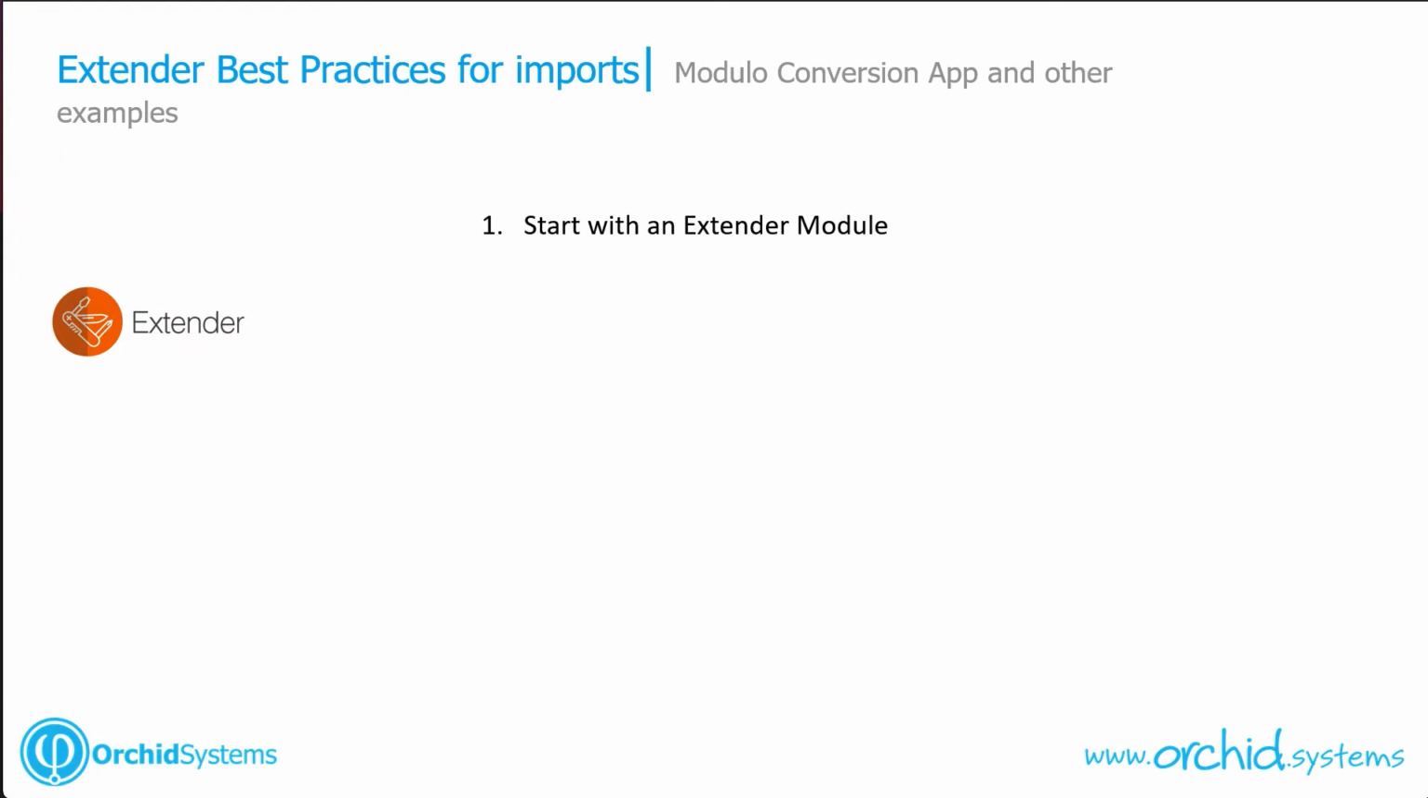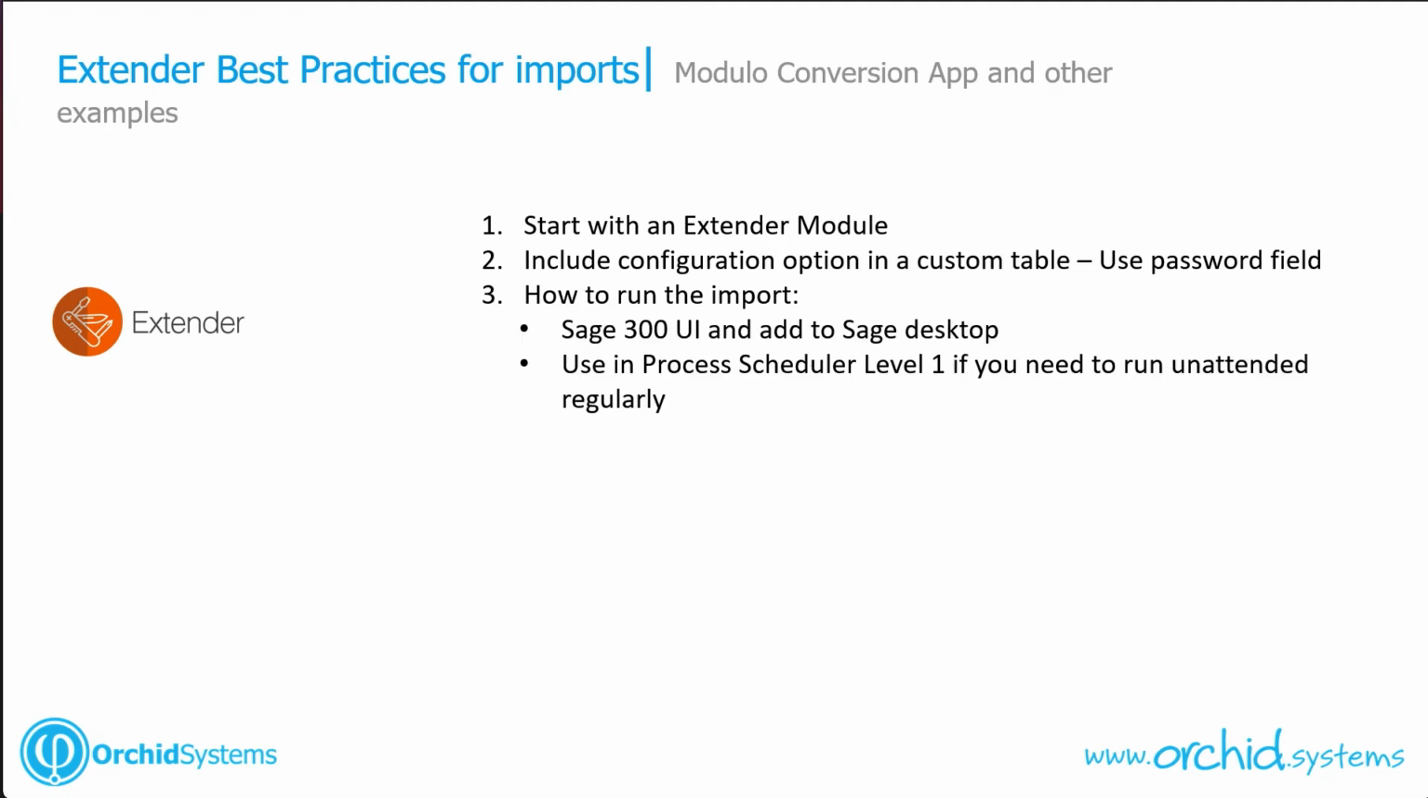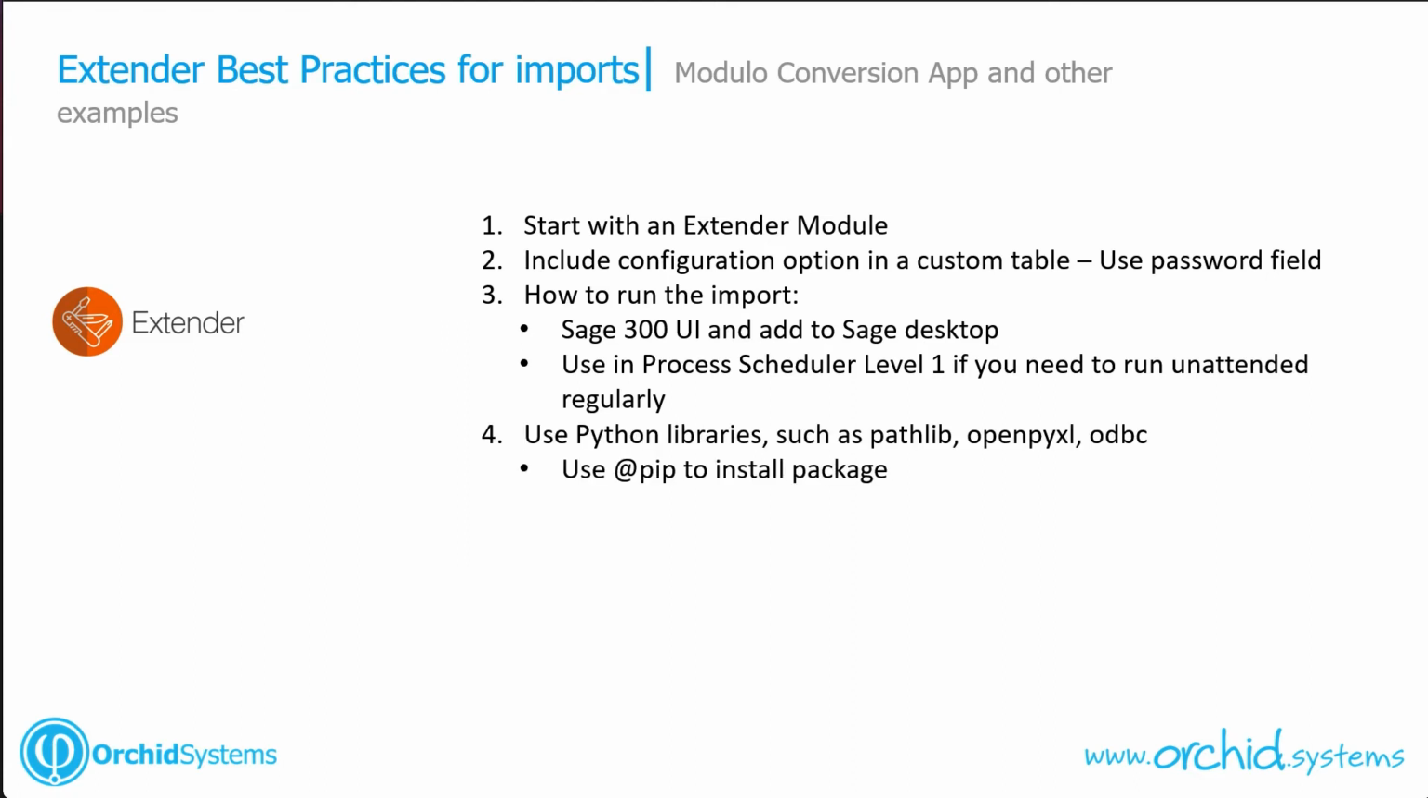Best practices for import include, first we will start with an Extender module. We would generally include configuration options around the import in a custom table. There are different ways to run the import. You can run it from the Sage 300 UI, so from the Extender script screen, or you can add it to the desktop, or you can use it in Process Scheduler if you need to run it regularly. In the scripts, you can use Python libraries, and there's a relatively new feature of Extender, which is the ability to include an add pip in your script to install the packages automatically.